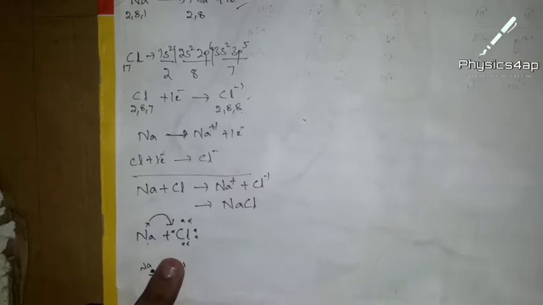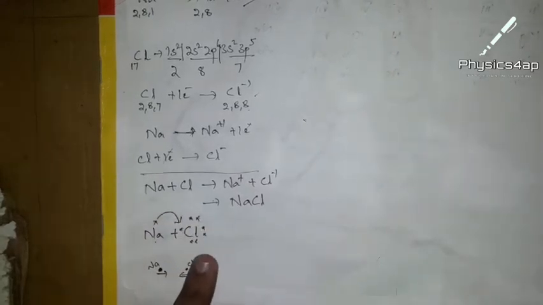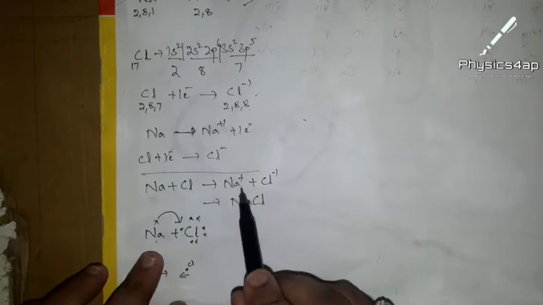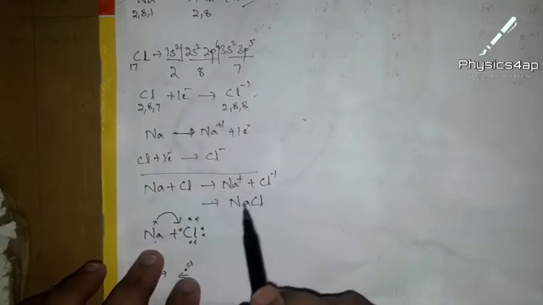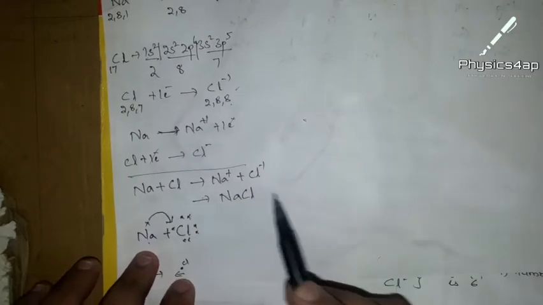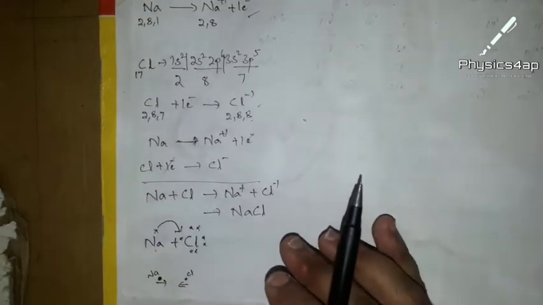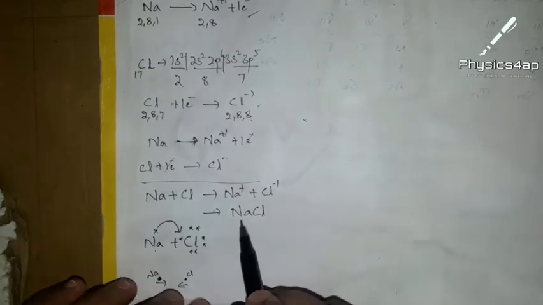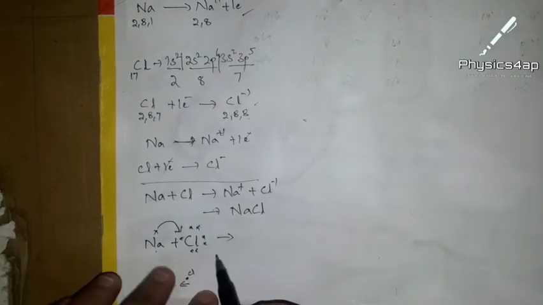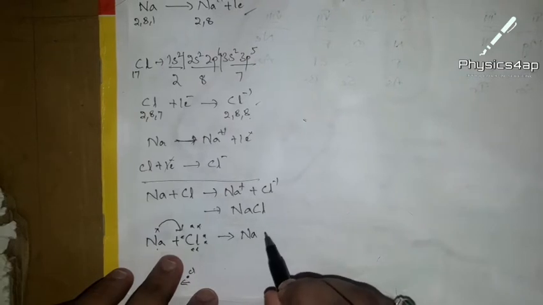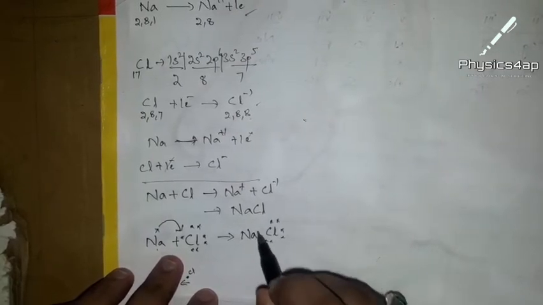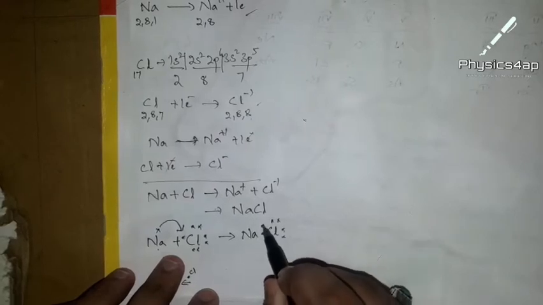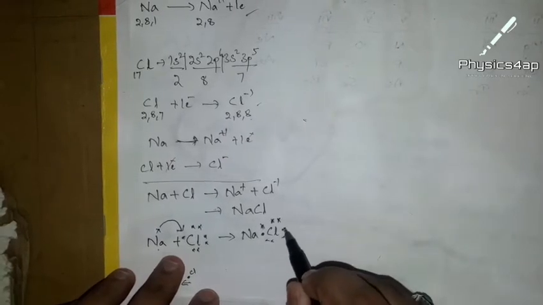To have 8 electrons in the outermost orbit, sodium loses an electron and chlorine gains an electron, forming a positive and a negative ion. The positive and negative ions are attracted due to the electrostatic force, and they form a compound, which is NaCl. Now Na can be written as Na, and Cl with 1, 2, 3, 4, 5, 6, 7, and I am replacing it with a dot over here which represents sodium.